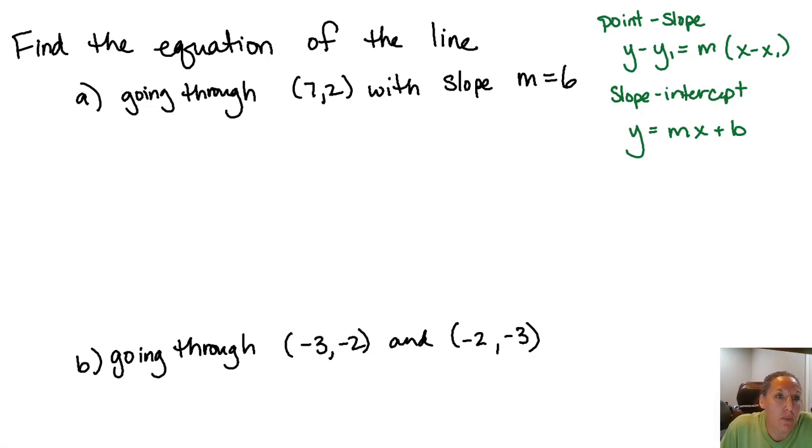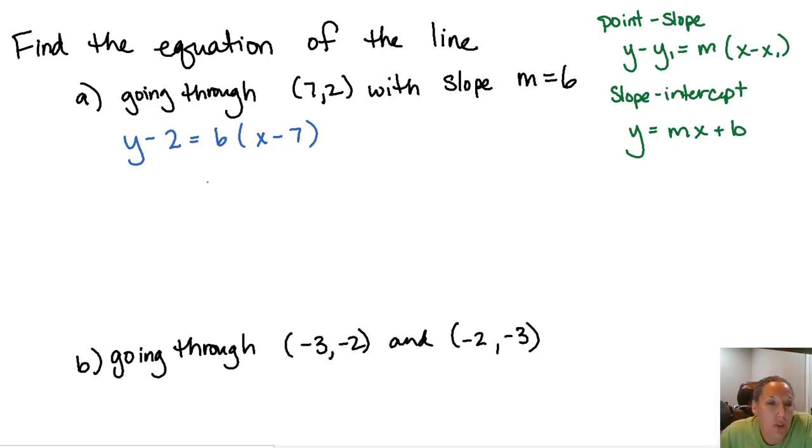All right, so our first example, we are looking for the equation of the line that goes through the point 7, 2 with a slope m equals 6. And so we are going to plug into that point slope form. So we're going to have y minus our y1, that's our y value on our point, so 2, equals m, our m is equal to 6, times x minus x1, our x value of our point, which is 7. So we get y minus 2 equals 6 times x minus 7.